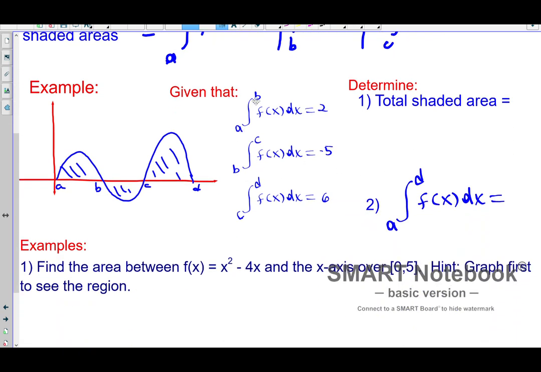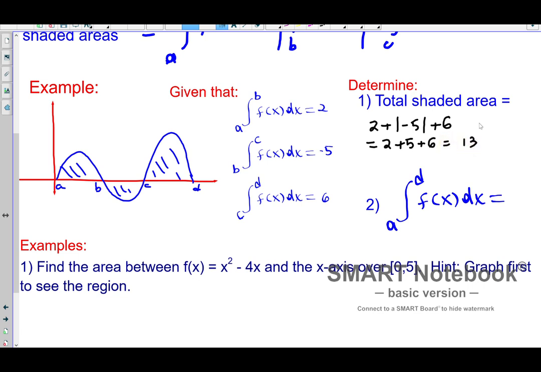So for example, say we have a situation like this. Say you already know the integral from a to b is 2, the integral from b to c of this function is -5, and the integral from c to d is 6. What is the total shaded area? So the integral itself is negative between b and c, but the area can never be negative. So you would take the absolute value of that quantity, which is 5, and add up all those numbers together. So the total shaded area would be 2 plus the absolute value of -5 plus 6. In other words, 2 plus 5 plus 6, and that's 13.